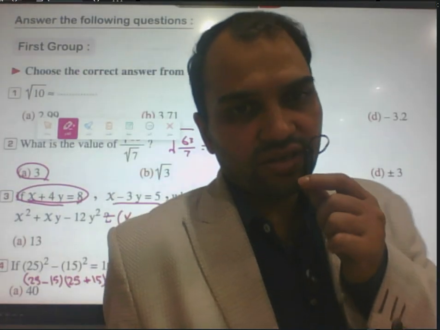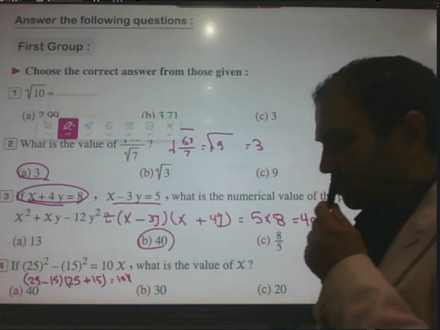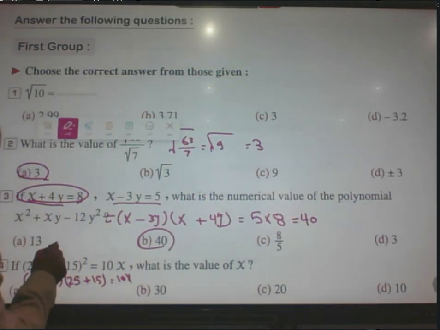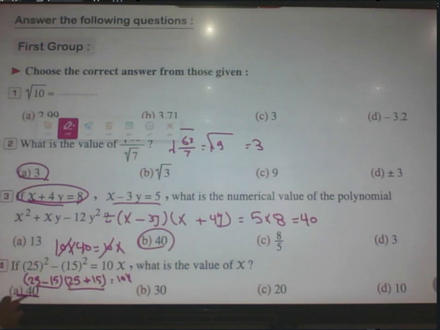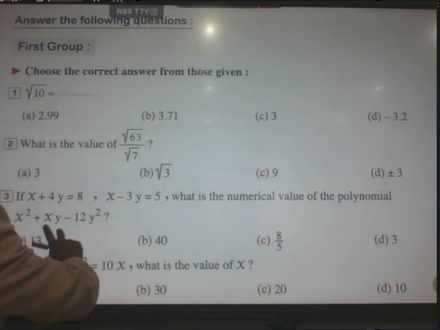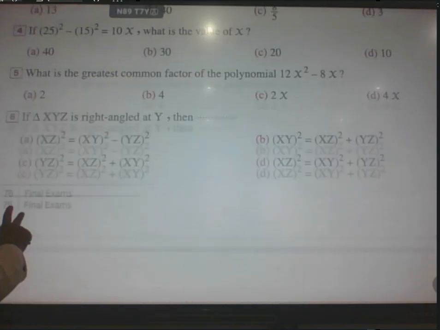We can find the value of first, 25 minus 15 equal 10. Then we have here 10 times 25 plus 15 is 40. The result will be 10x divided by 10. Then the value of x will be 40. Choose letter E.